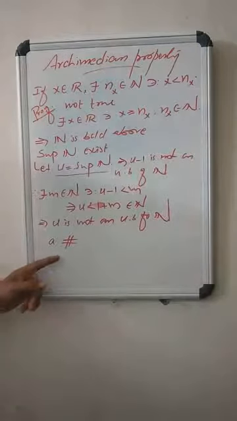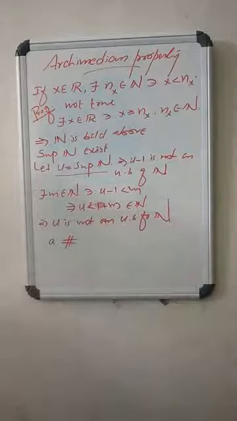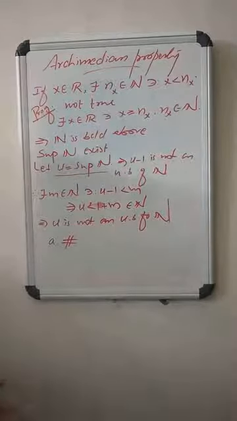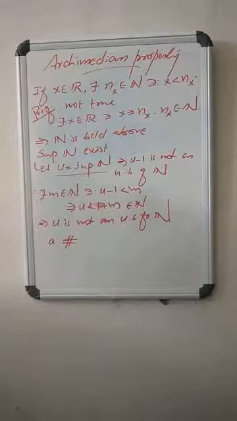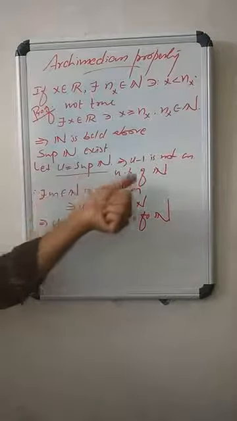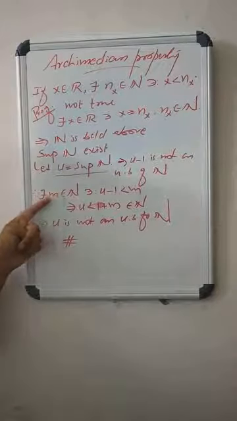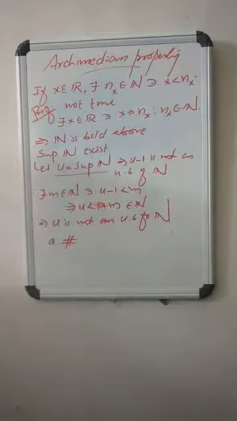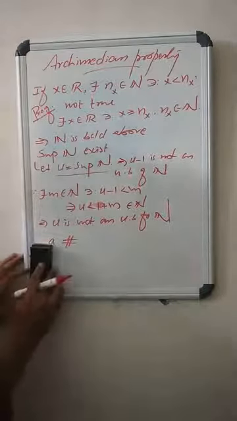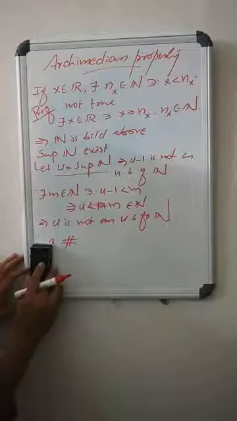This contradiction is due to our wrong assumption. Hence, for all x in R, there exists a natural number nx such that x is strictly less than nx. This is the proof of the Archimedean property. We chose u as the supremum of N, u minus 1 is not an upper bound, then there exists a natural number m with u less than 1 plus m, so u is not an upper bound. That is the contradiction.